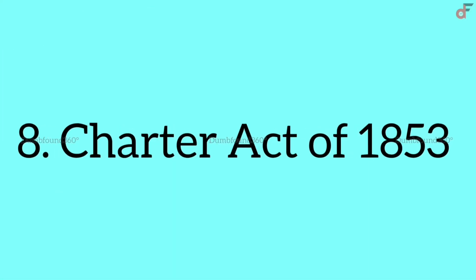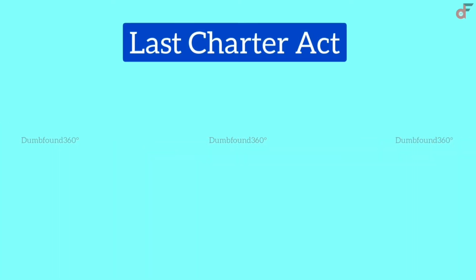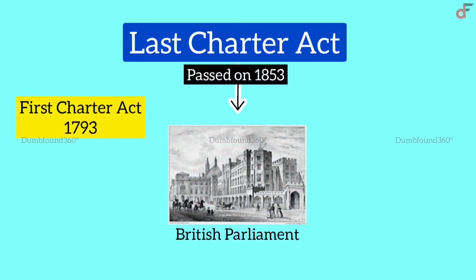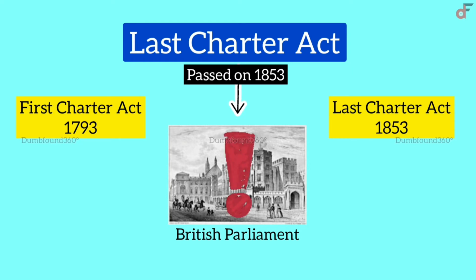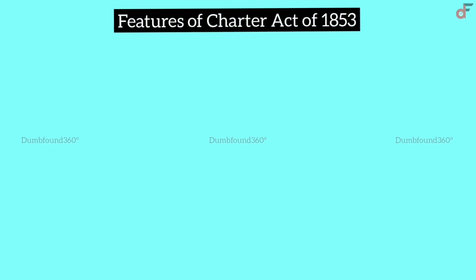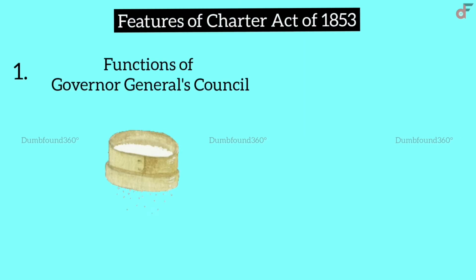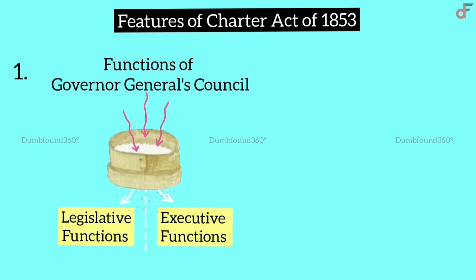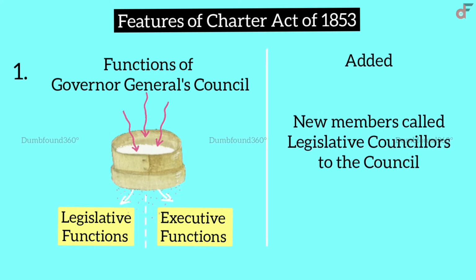Charter Act of 1853. This was the last of the series of Charter Acts passed by the British Parliament between 1793 and 1853. It was a significant constitutional landmark. The features of this act were: 1. It separated for the first time the legislative and executive functions of the Governor General's Council. It provided for addition of 6 new members called Legislative Councillors to the Council.